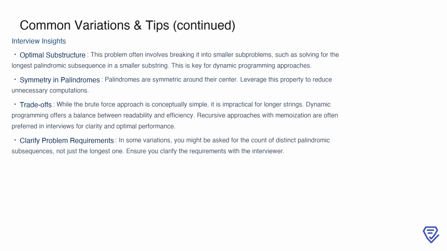When comparing approaches, brute force might be simple to conceptualize but is rarely practical for longer strings. Dynamic programming strikes a balance between clarity and efficiency, while recursive solutions with memoization are often preferred in interviews due to their simplicity and optimal performance. Finally, always clarify the problem requirements when discussing variations. For example, some versions of this problem might ask for the count of distinct palindromic subsequences instead of just the longest one. Ensuring you understand the specific requirements is critical to providing the correct solution.